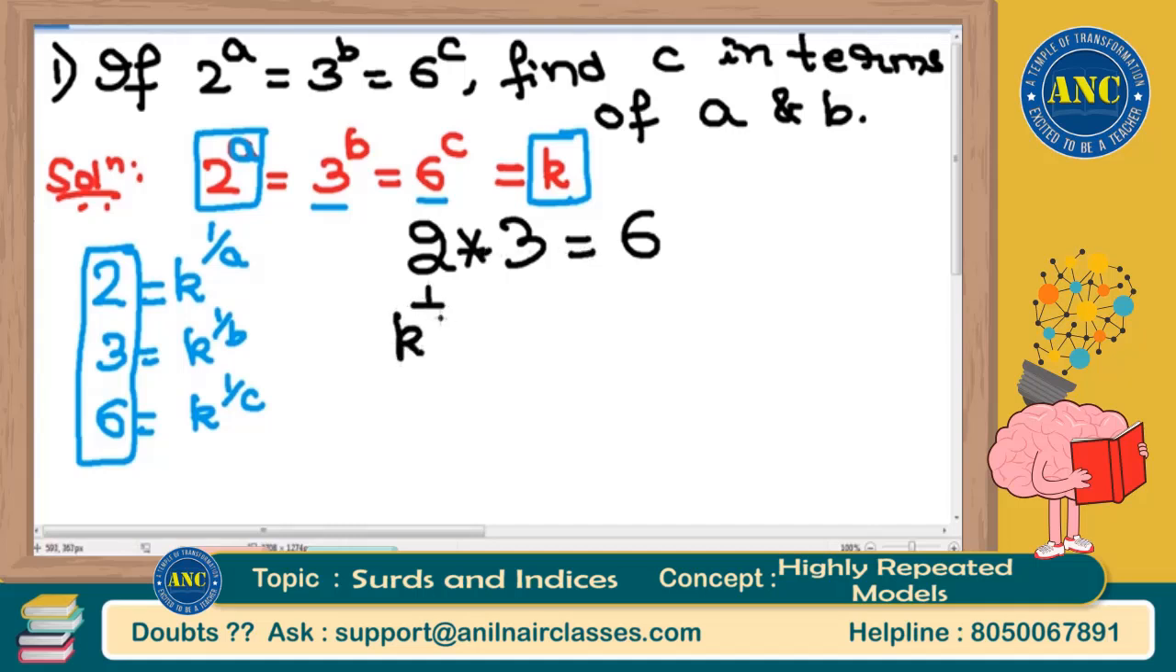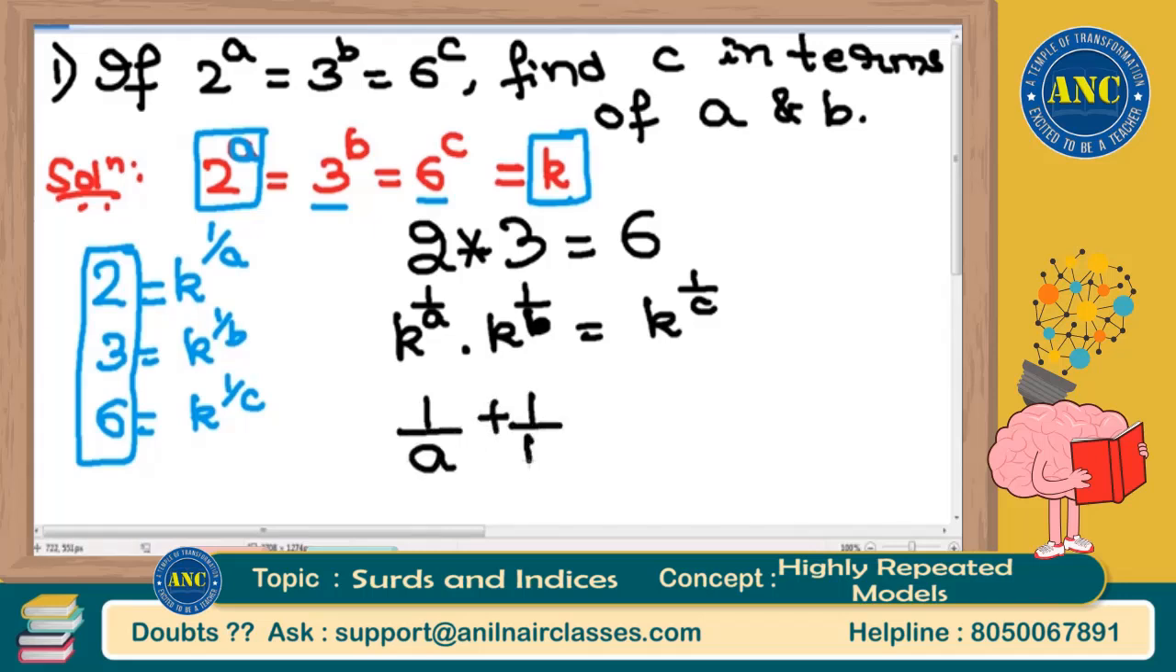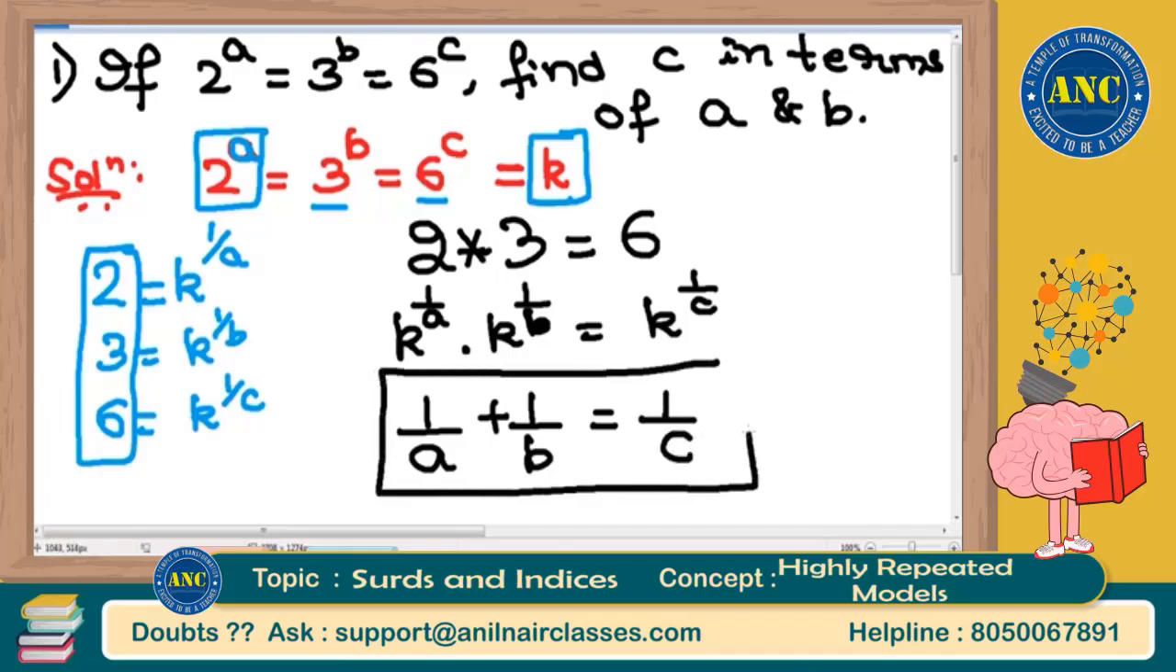That means K power 1 by A into K power 1 by B is equal to K power 1 by C. On the left hand side, A power M into A power N is A power M plus N. So it is K power 1 by A plus 1 by B is equal to K power 1 by C. Bases are same, equate the powers. 1 by C is nothing but equal to 1 by A plus 1 by B.